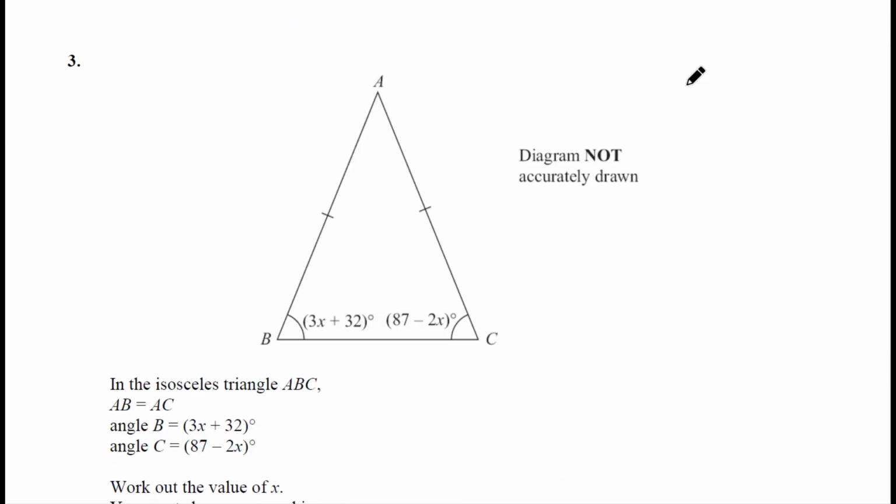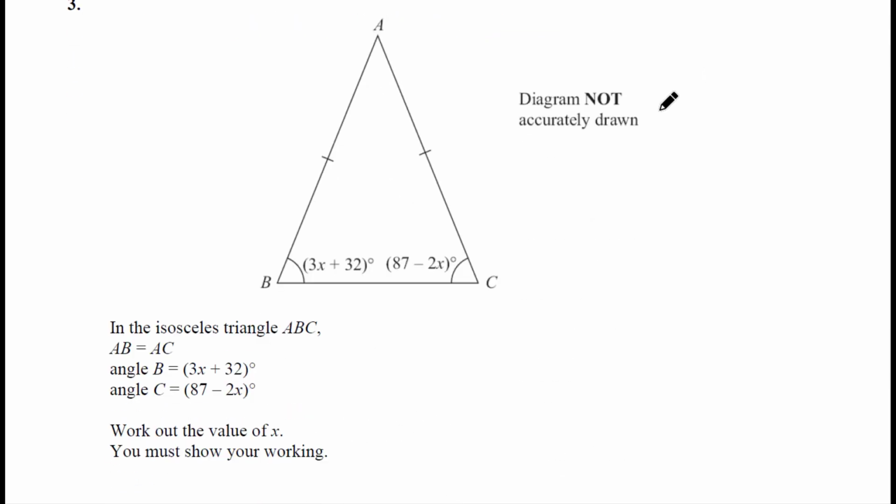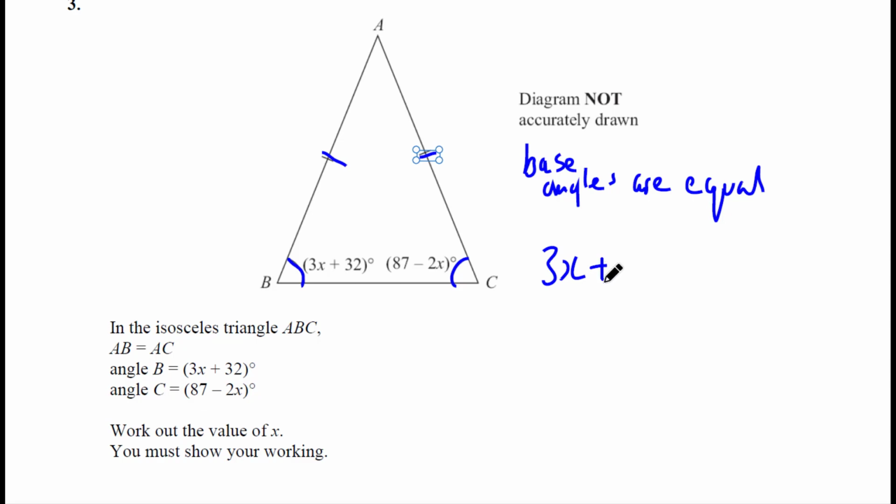Let's go down to question 3. Looks like an isosceles triangle. We know isosceles triangles have 2 sides equal and base angles equal. So this means we know that 3x plus 32 and 87 minus 2x are equal. So we just create an equation and solve.